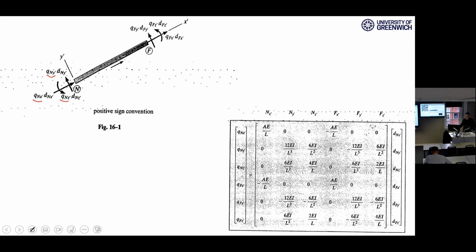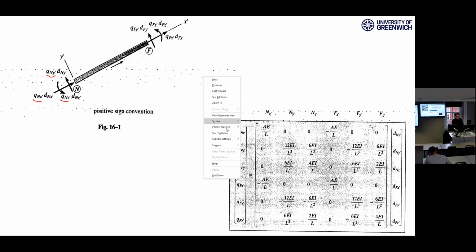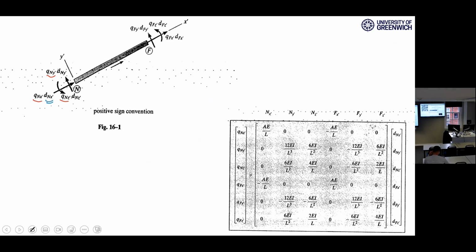For Qn x prime, you have dn x prime. What does it mean? It means deformation at the near end node along the x prime axis. It means axial deformation, right? It is the deformation along y prime, which is a kind of translational deformation of the node perpendicular to element length. And dn z prime is the deformation at the near end along the z prime.